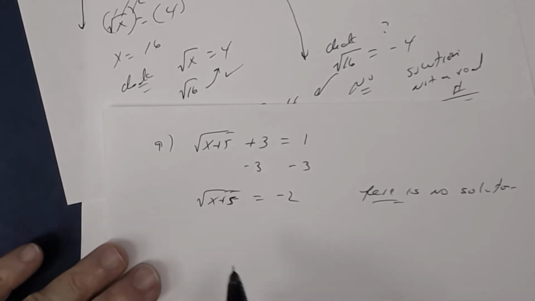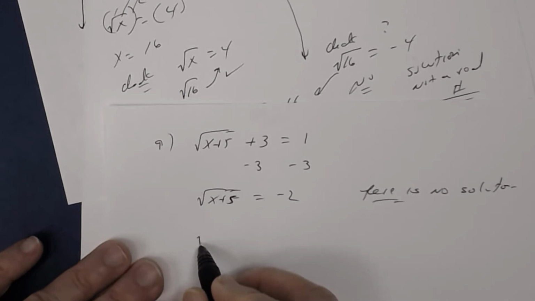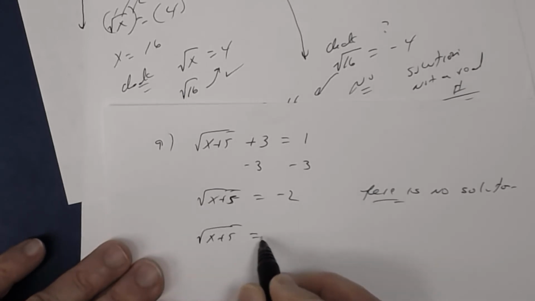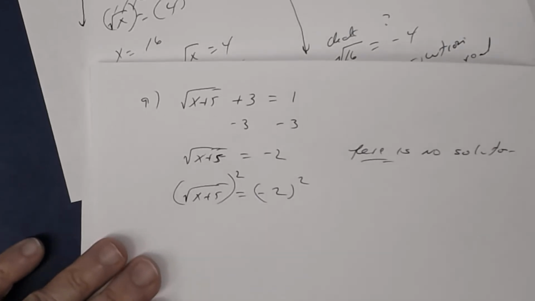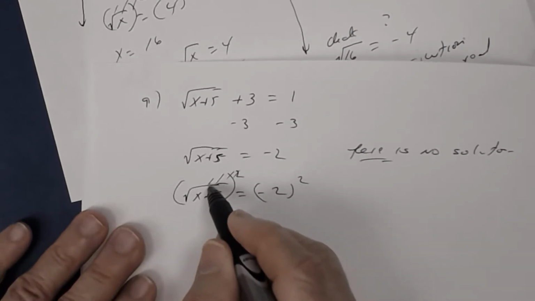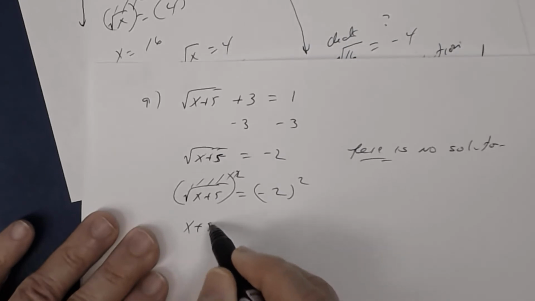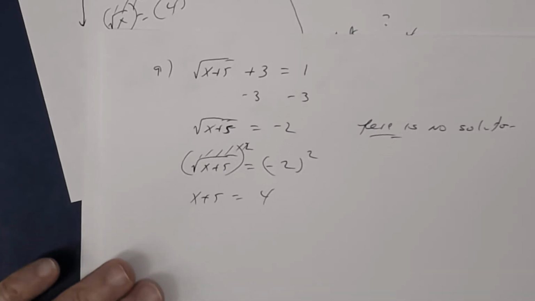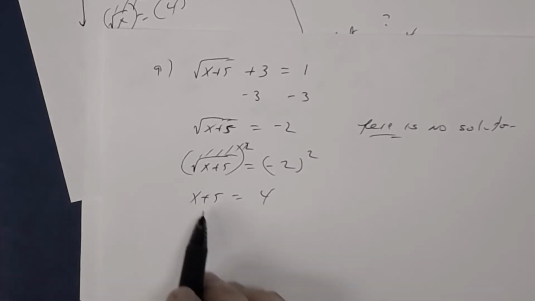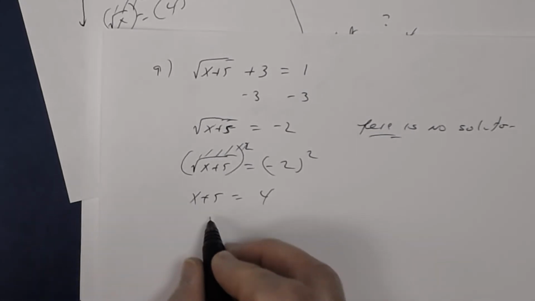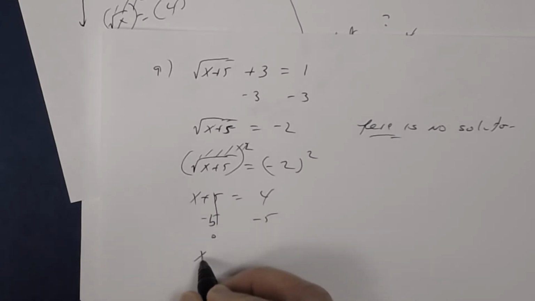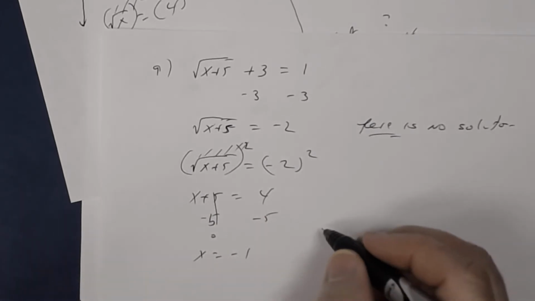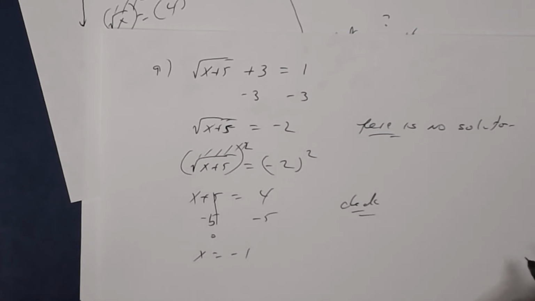Some of you will not see this. So some of you are going to square both sides, and that's okay. Just like this. When you square both sides, the square and the square root undo each other, so you get x plus 5 is equal to 4, because negative 2 times negative 2 is 4. And then you're going to solve this linear equation. You subtract 5 from both sides, so you get x to be negative 1. But you must check.